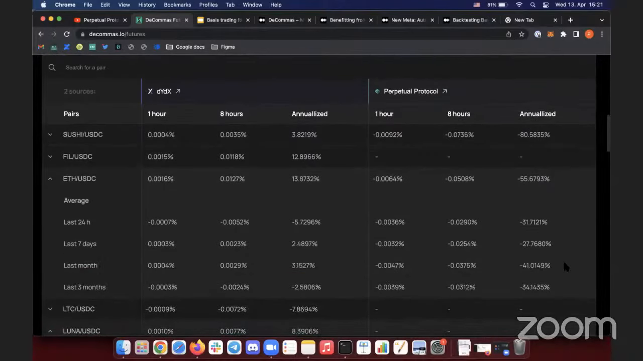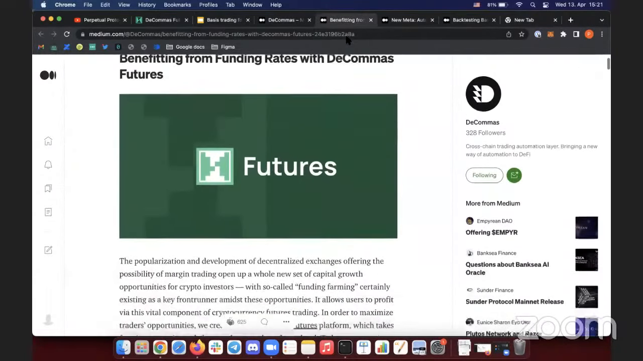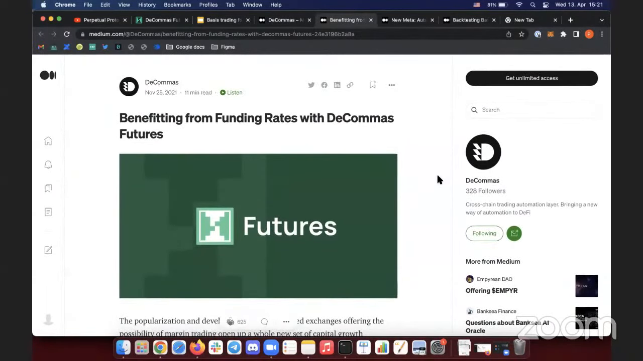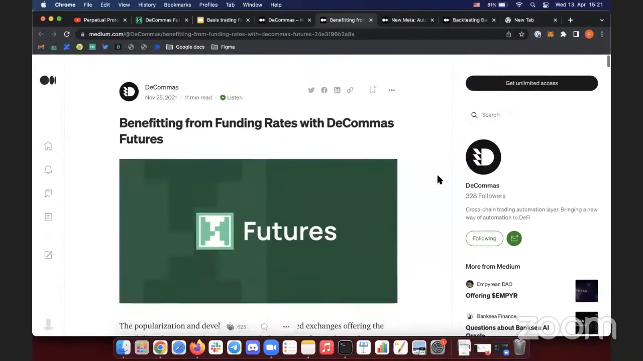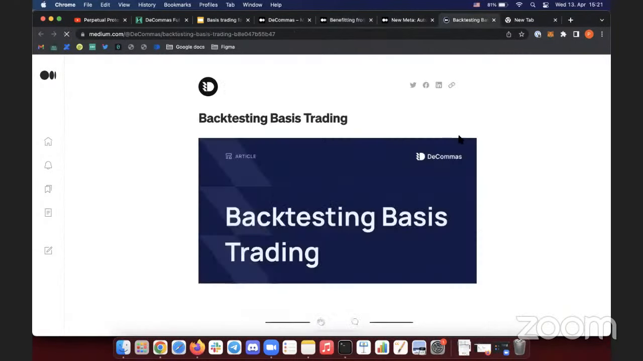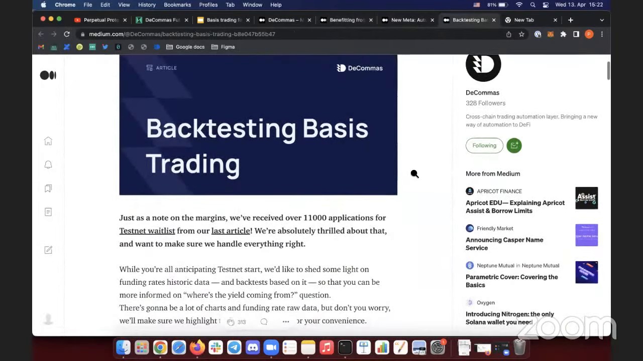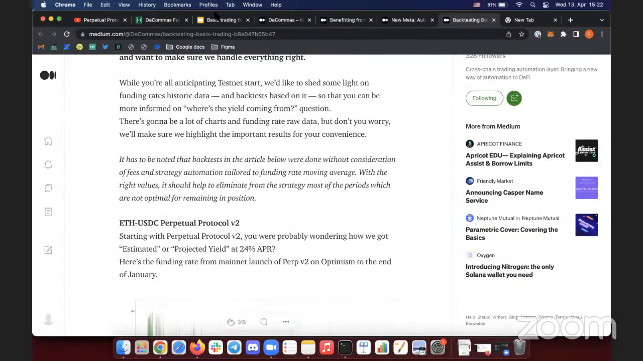I hope that after the workshop, more people who joined us will be curious about the strategy and will learn themselves. We have a few articles regarding funding rates on our Medium, so welcome to subscribe and read for yourself. We also shared back testing on basis trading. So yeah, you're welcome to subscribe to us.